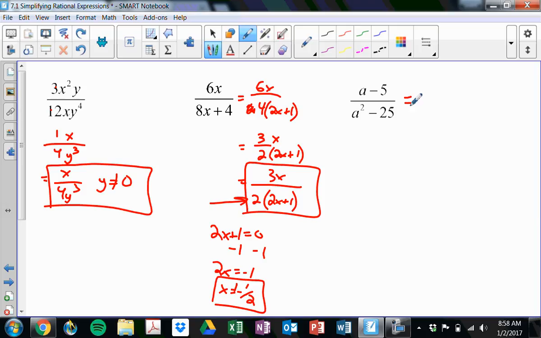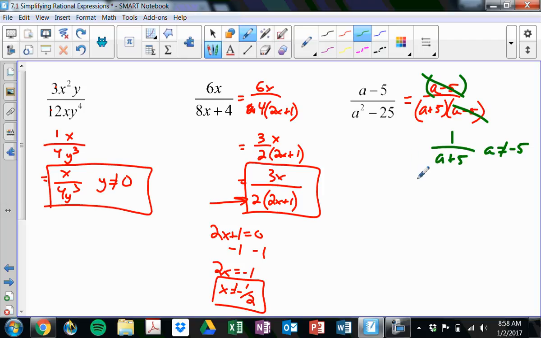Here we have a difference of squares in the bottom. So I have a minus 5 over a plus 5 times a minus 5. These are whole factors that can cancel, so I cancel, and I get 1 over a plus 5, so a cannot be negative 5.